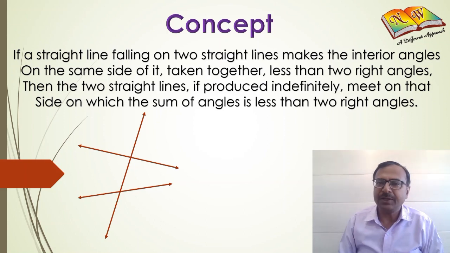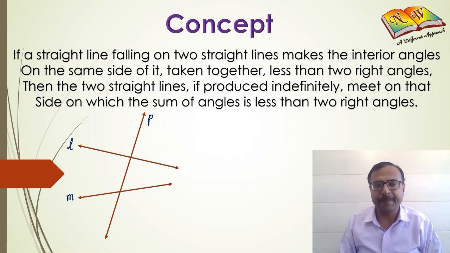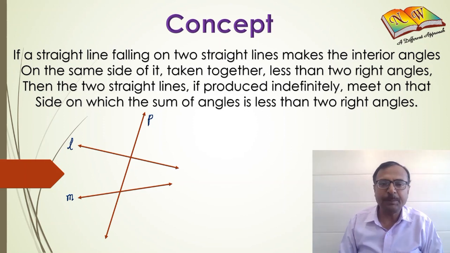If you want to study Euclid's fifth postulate, you need to draw two lines L and M and have another line P intersecting both the lines L and M. So the postulate states that whenever line P falls on L and M, they make four interior angles. I'm labeling the four interior angles here. These four are the interior angles, that is, these angles lie between L and M.